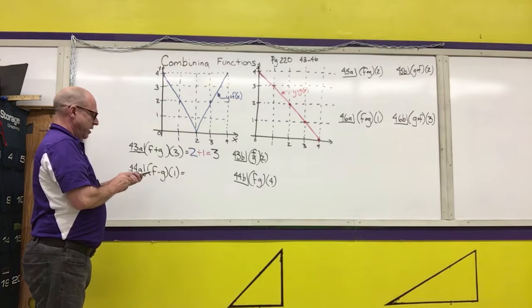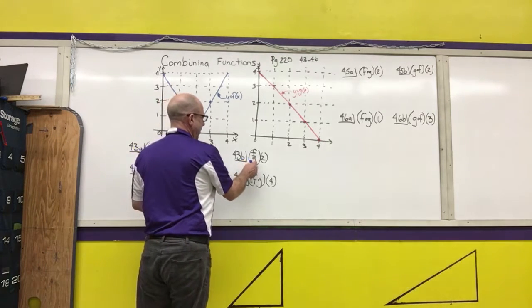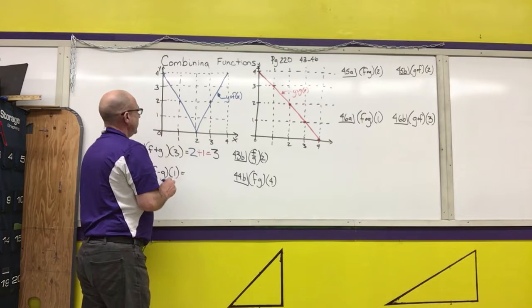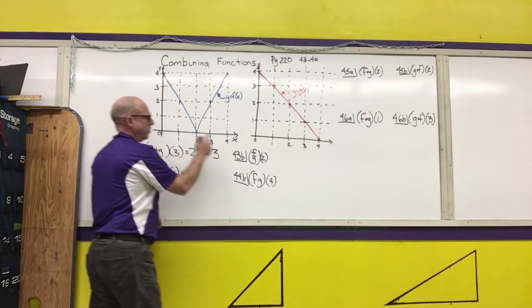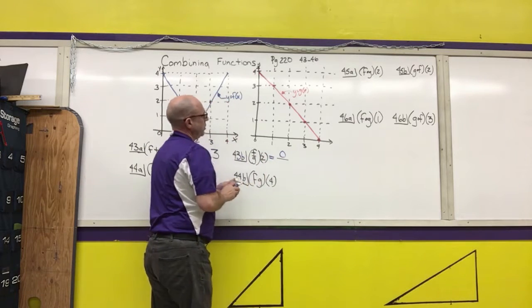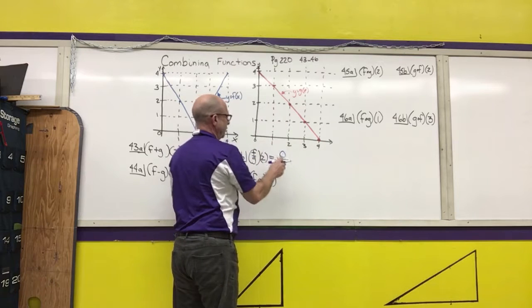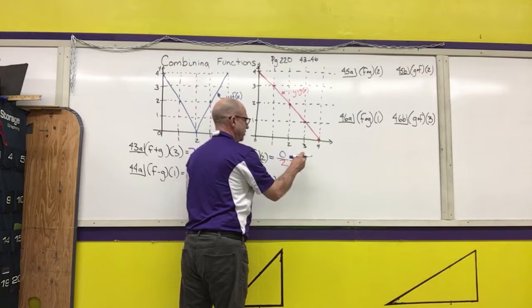43b says to find f over g of 2, which we know is f of 2 divided by g of 2, provided that g of 2 is not 0. So f of 2 is 0. G of 2 is 2. And the final answer is 0.